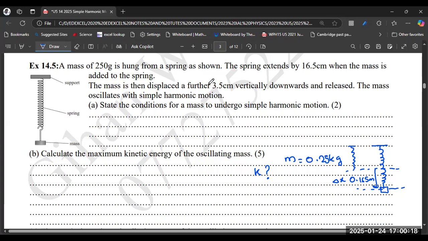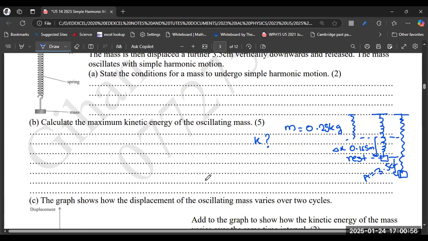The mass is then displaced further by 3.5 centimeters. From the resting position, the mass is further displaced 3.5 centimeters vertically down. That is the amplitude. And released. The mass oscillates with simple harmonic motion. Calculate the maximum kinetic energy.